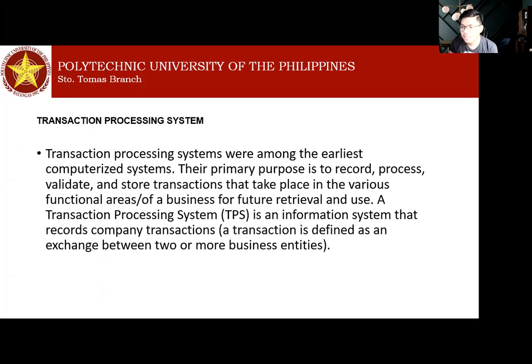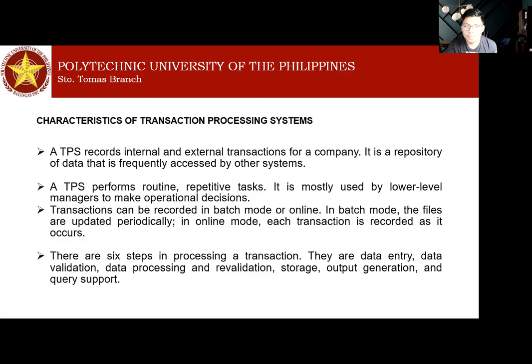So a TPS is an information system that records company transactions, where a transaction is defined as an exchange between two or more business entities. So dito, all the transactions, whether it's an input or an output, we use a transaction processing system. The characteristic of a transaction processing system is that it records internal and external transactions for a company. It is a repository of data that is frequently accessed by other systems. It performs routine, repetitive tasks. So it is mostly used by lower level managers to make operational decisions.